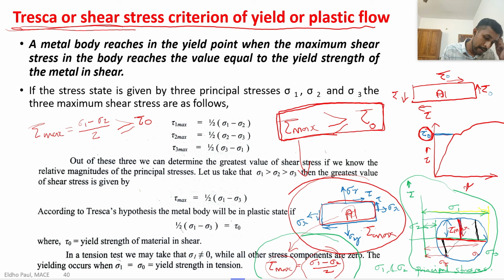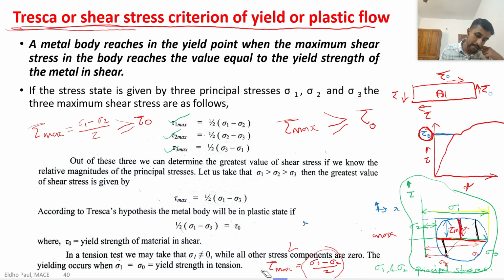So the 3 tau maximum are: tau 1 maximum, that is sigma 1 minus sigma 2 divided by 2, which I already explained using this 2-dimensional Mohr circle. Similarly, we have tau 2 maximum, that is half of sigma 2 minus sigma 3. Sigma 2 and sigma 3 are also principal stress values. Sigma 1 is the major principal stress, sigma 3 is the minor principal stress, and sigma 2 is the intermediate principal stress. And tau 3 maximum is half of sigma 3 minus sigma 1.